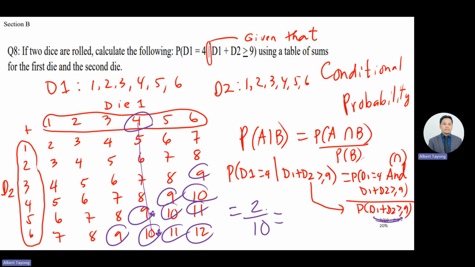So we have the 2 here on this line, D1 equals 4. We have 5, 6, 7, 8, 9, 10. There are 2 numbers there. And 10 is in all these sums. How many are from 9 until 12? There are 10, so 0.2 equals 20%.